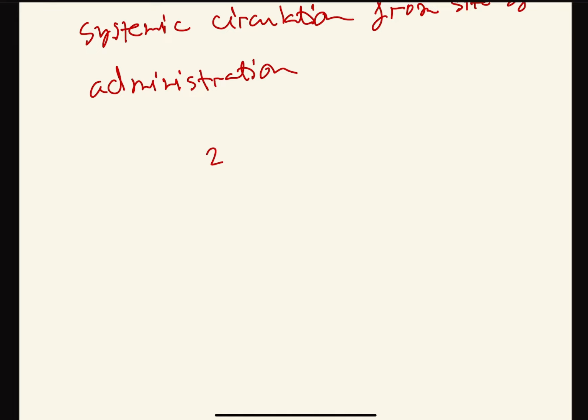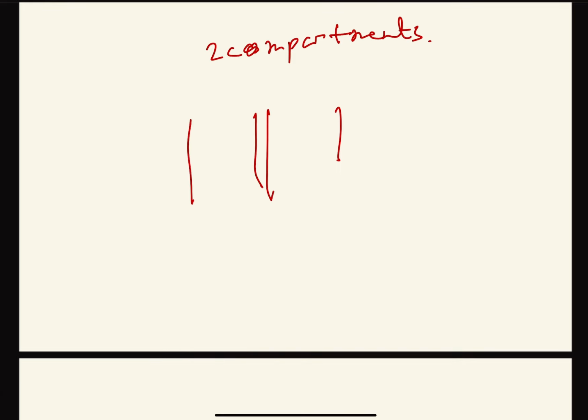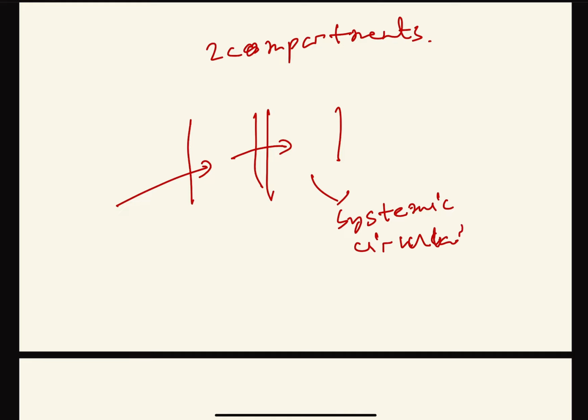So in absorption, we have two compartments, right? One compartment is where we administer the drug, and there's one compartment where the drug is absorbed. The compartment where the drug is absorbed is called the systemic circulation. And there is another compartment where we administer the drug. It can be your GIT, it can be skin, it can be the respiratory tract, it can be intramuscular. Okay.